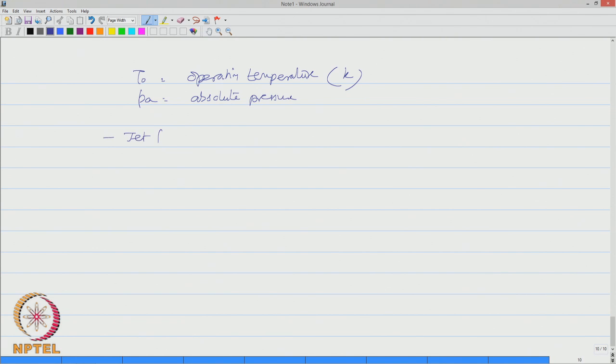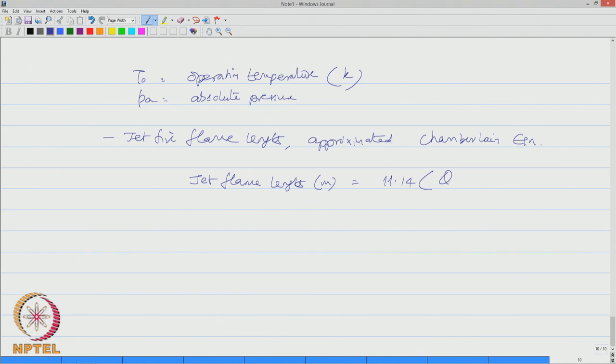One can also find the jet fire flame length, which is approximated using the Chamberlain equation. So, the jet flame length in meters is given by 11.14 Q0 raised to 0.447, where Q0 is the initial rate in kg per second.